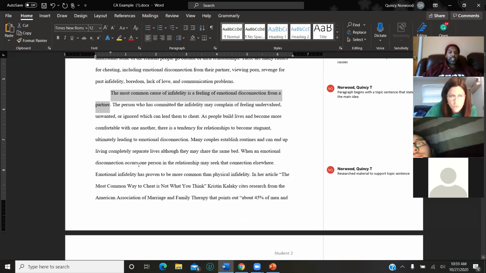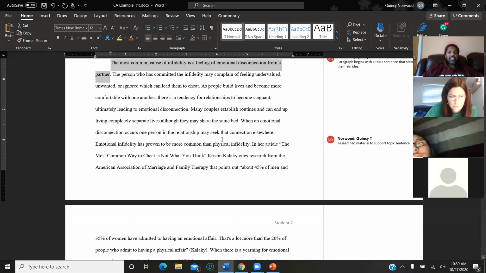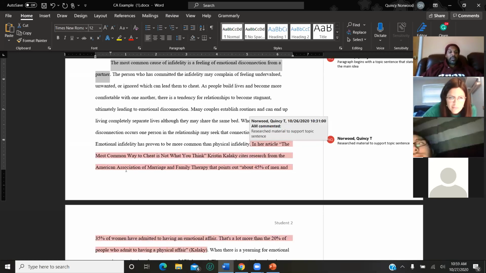When an emotional disconnection occurs, one person in the relationship may seek that connection elsewhere. Emotional infidelity has proven, okay, this statement says "has proven," which means the writer is going to bring in some kind of evidence or data that verifies this, "has proven to be more common than physical infidelity." In her article, "The Most Common Way to Cheat Is Not What You Think," Kristen Kalaki cites research from the American Association of Marriage and Family Therapy.